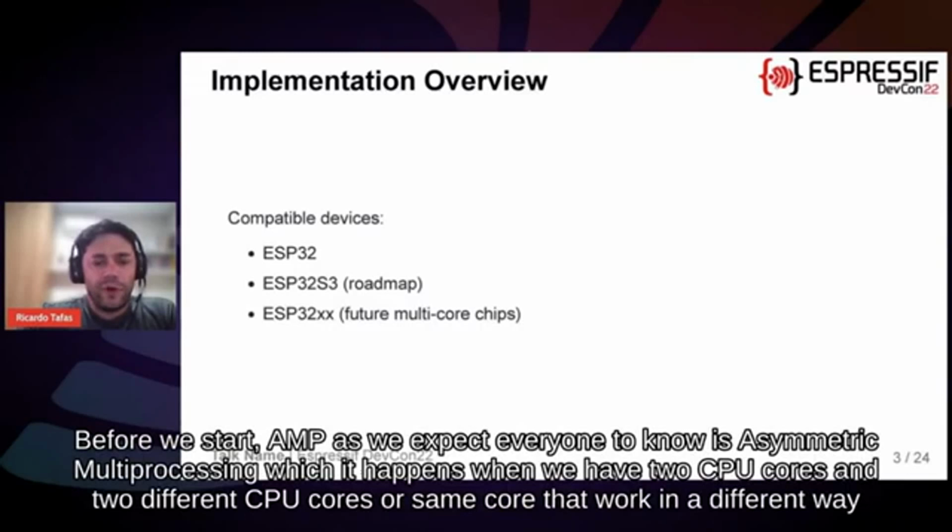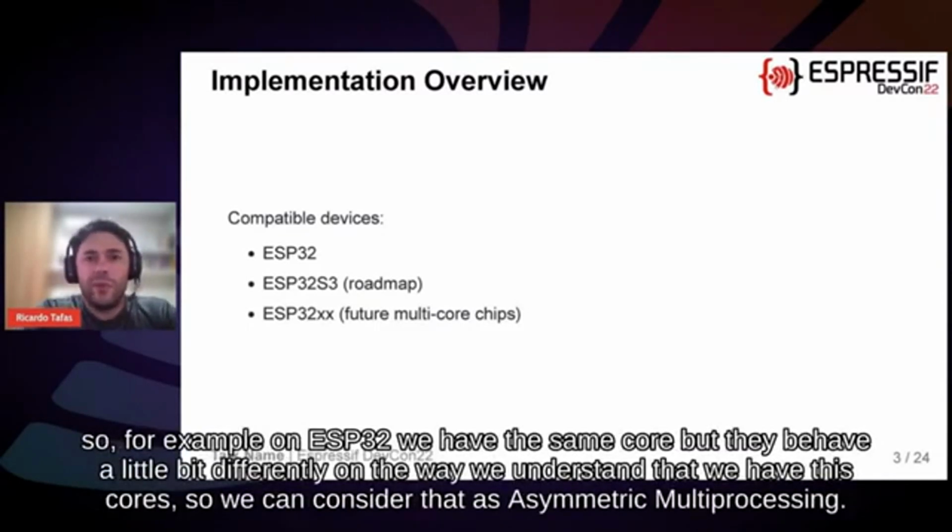So before we start, AMP, as we expect everyone to know, is asymmetric multiprocessing, which happens when we have two different CPU cores, or the same core that work in a different way. So for example, on ESP32, we have the same core, but they behave a little bit differently, so we can consider that as asymmetric multiprocessing.